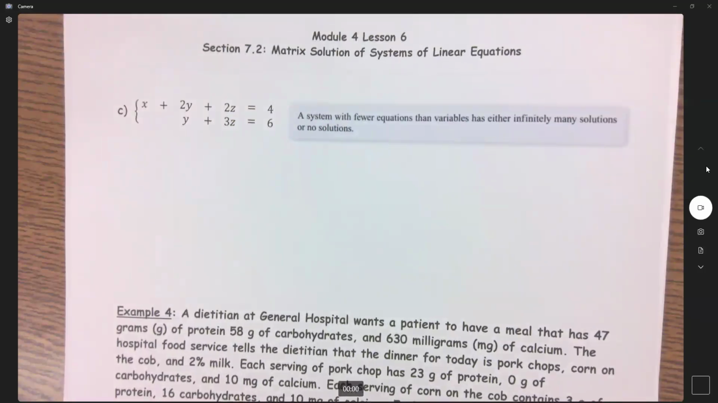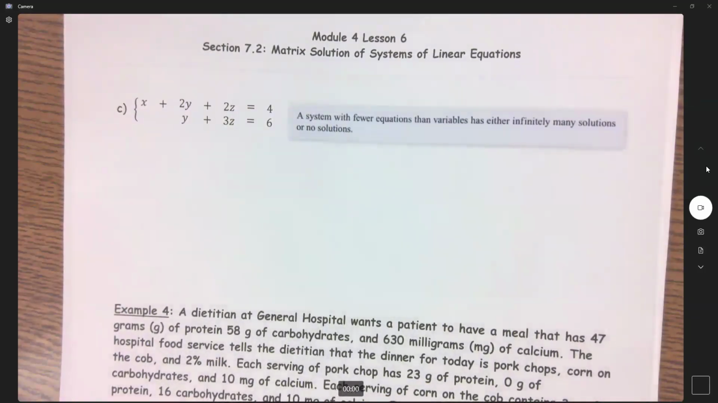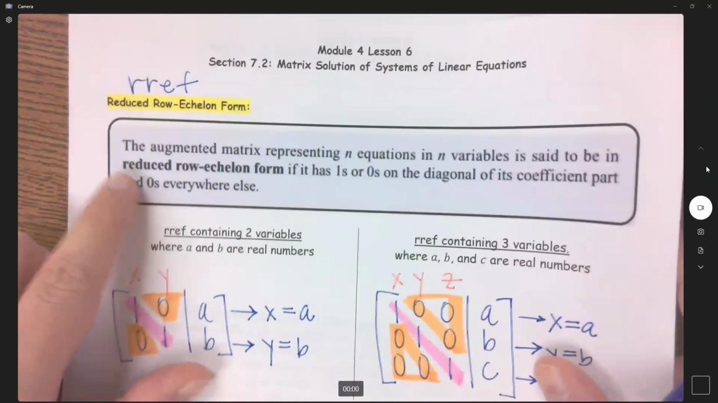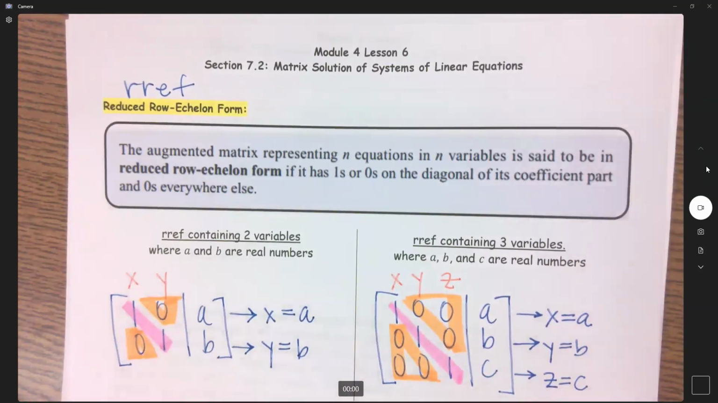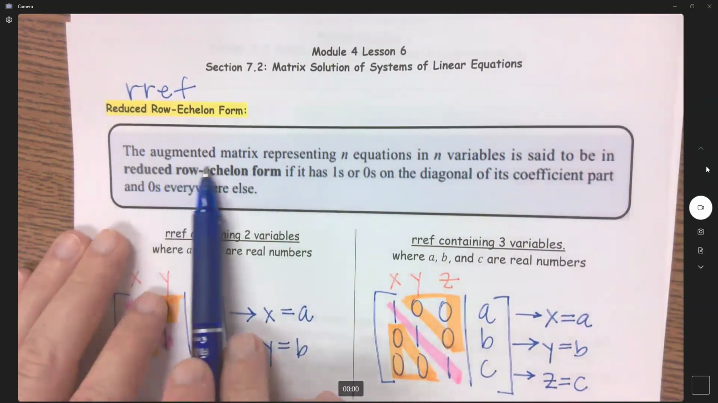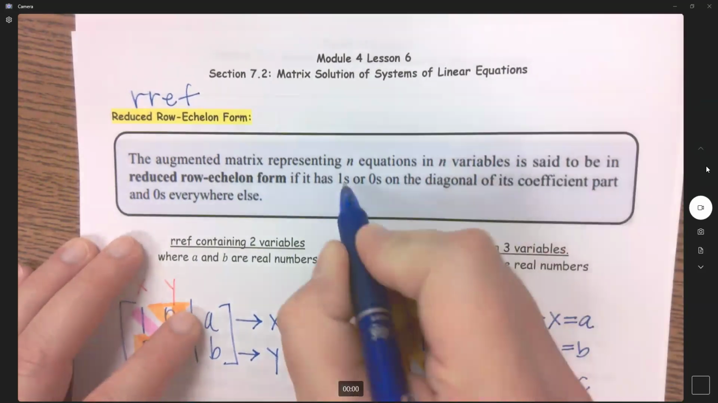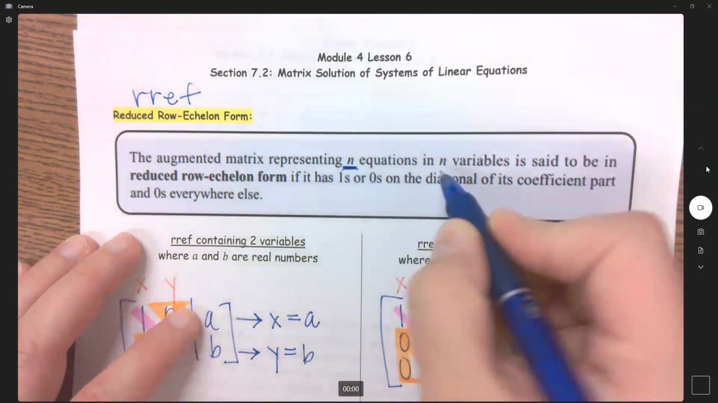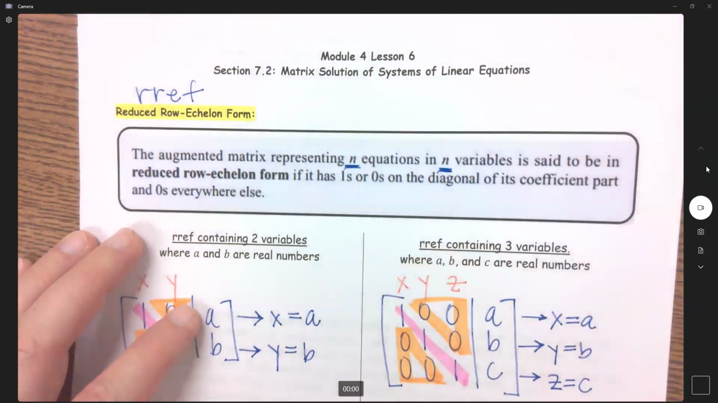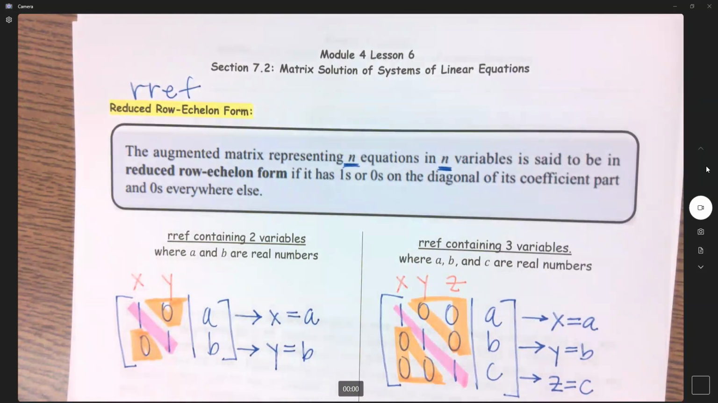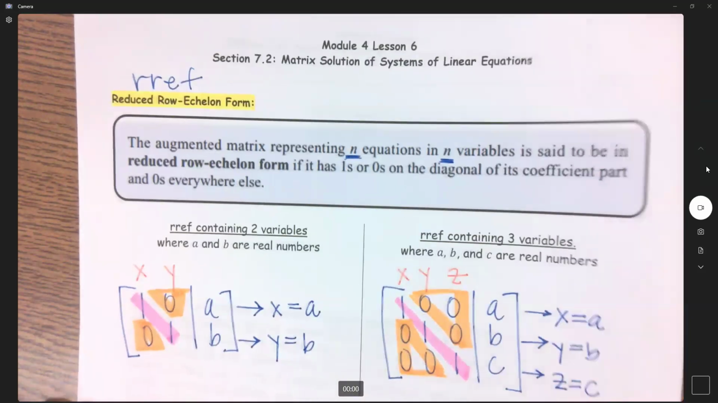I didn't underline this in the video, but if I go back to where I have my definition of RREF, it does say an augmented matrix representing n equations in n variables, meaning my equations and my unknowns are the same.